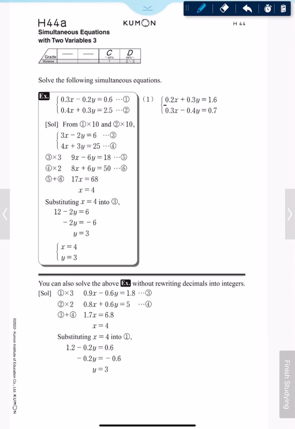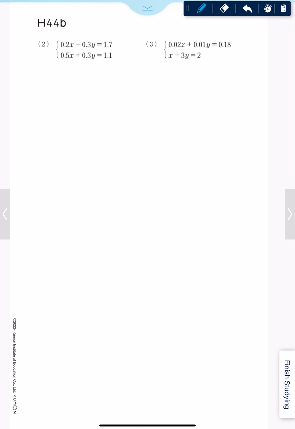So I have 0.2x, 0.3y, 0.3, and 0.4, and 1.6, 0.7. So this is, wow, well, this worksheet is really helping us. I just have to multiply everything by 10, multiply everything by 10. Then I will rearrange my equation to be 2x plus 3y equal to 16, then 3x minus 4y equal to 7. You guys already know how to solve a simultaneous linear equation like that, so I'm not going to move forward, okay? All right, same idea for question number 2 or 3.